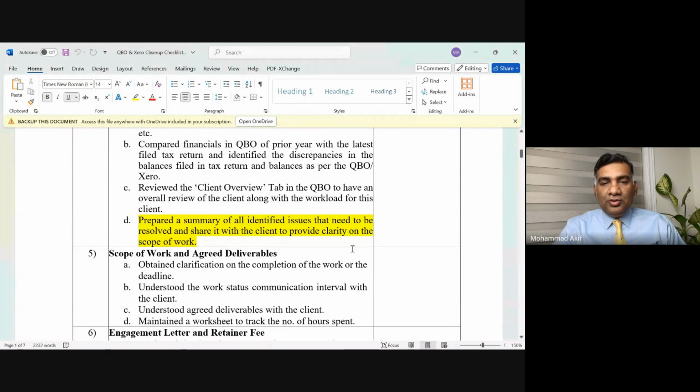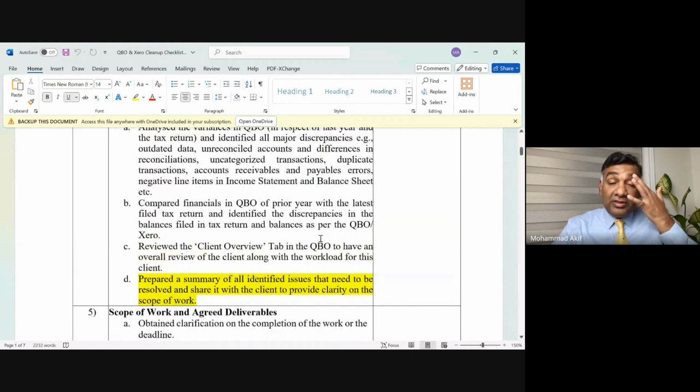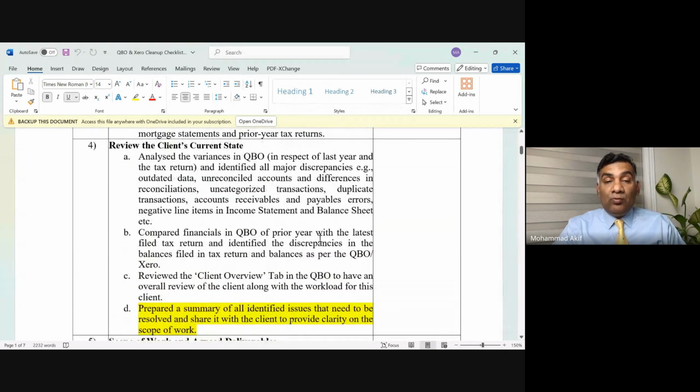All right, so let's get started. Overall, once we get access to QuickBooks or Xero, what do we do the first time? This is very important. What we do the first time is that we get access to information. We get copies of certain things.